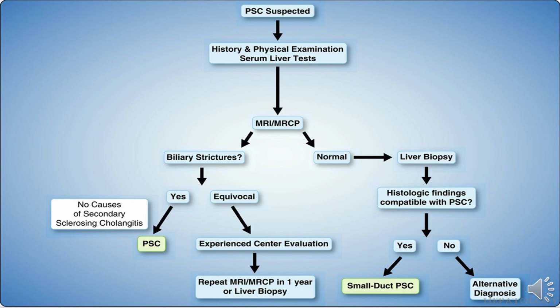If you have an equivocal result, you should be transferring the patient to an experienced center for evaluation, and you can repeat the MRI, MRCP in a year, or as we mentioned before, consider a liver biopsy. If you have a normal MRI, MRCP, then the next step should be liver biopsy. Based on the histologic findings, if they are compatible with PSC, then you are going to call it small duct PSC. If not, you should consider an alternative diagnosis.